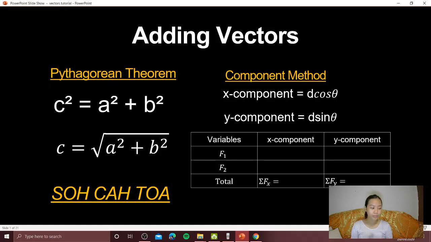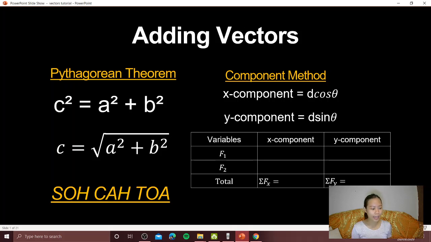Last time we were also able to learn how to get the x and y components of a particular vector. We have here the equations. For the x component, we're going to use d cosine theta. And for the y component, we're going to use d sine theta. If you can still remember, Miss had some drama in your relationship in order for us to remember our equations.